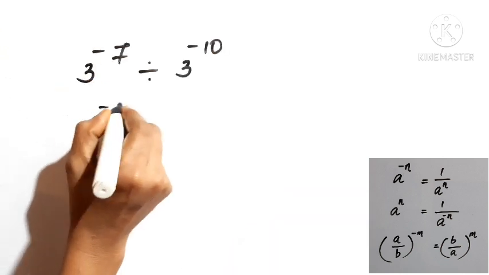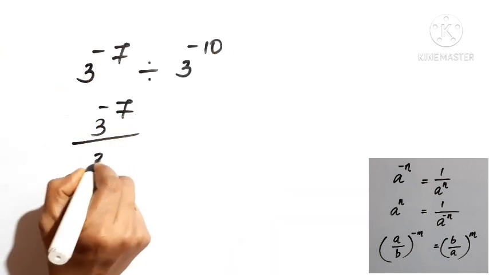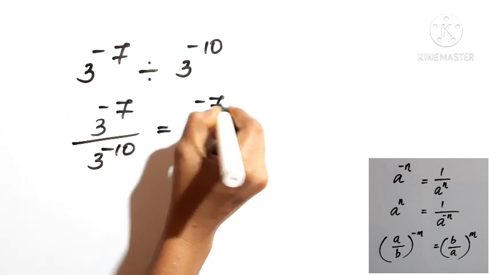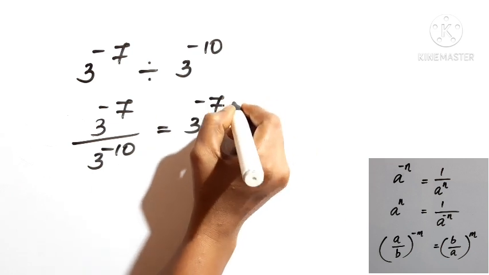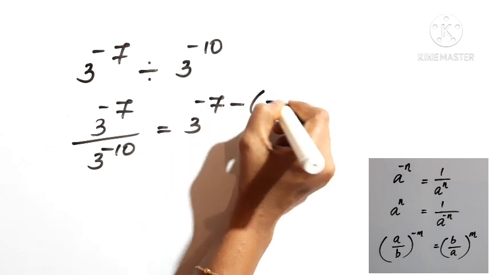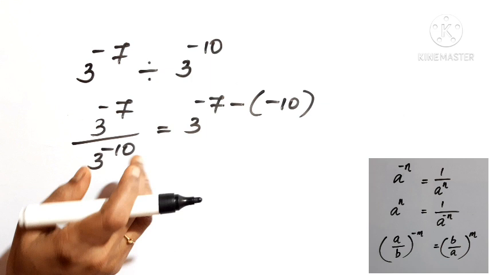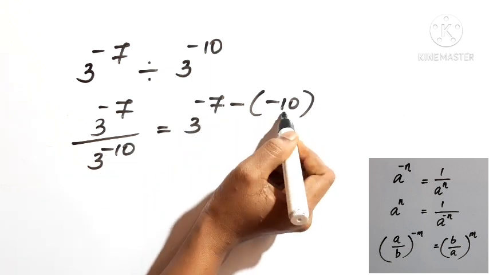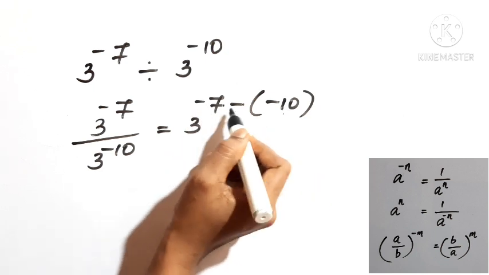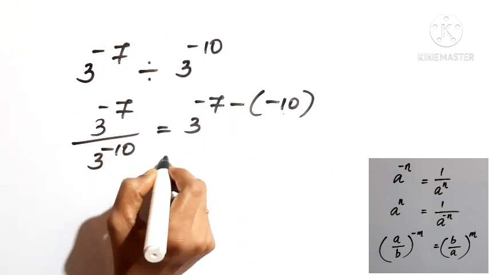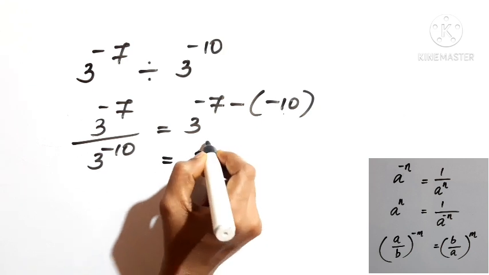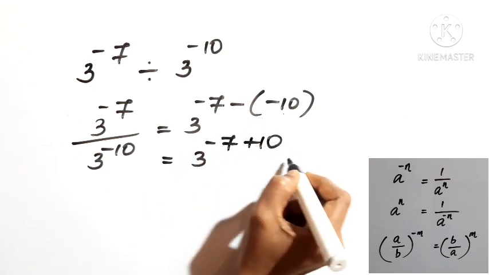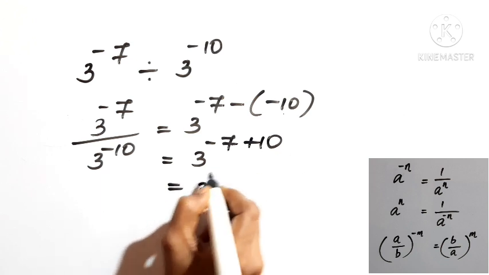3^(-7) divided by 3^(-10) equals 3^(-7-(-10)), no? Here a is 3, m is minus 7, n is minus 10, m minus n, no? So equals 3^(-7+10). Answer becomes 3^3.